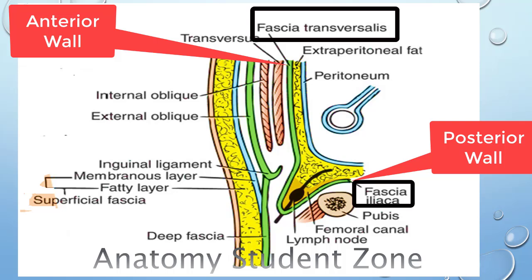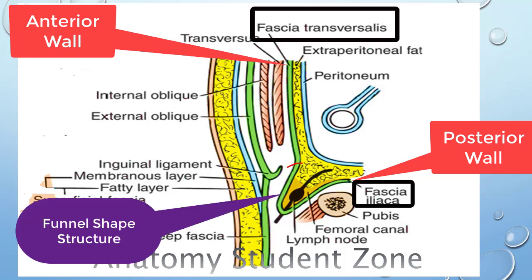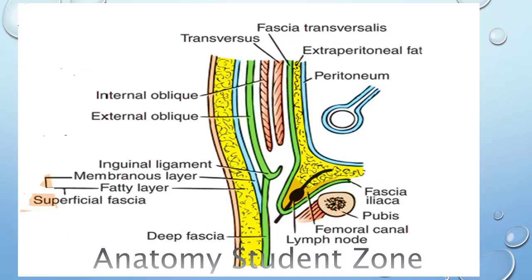So again, look at the funnel-shaped structure in this image. We can see the femoral sheath, and we can also observe its anterior and posterior walls. We can see the anterior wall is continuous above with the fascia transversalis and the posterior wall is continuous with the fascia iliaca. In this way it is attached superiorly with these fasciae of the lower abdomen.